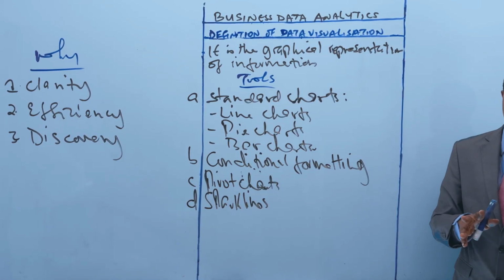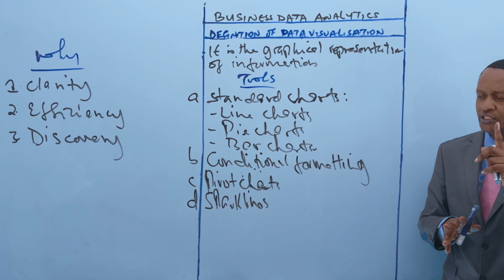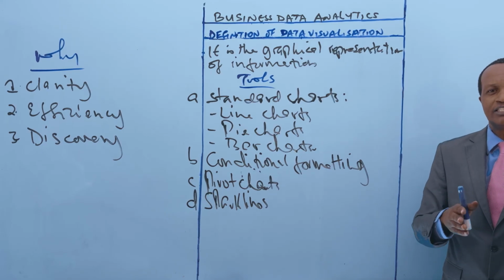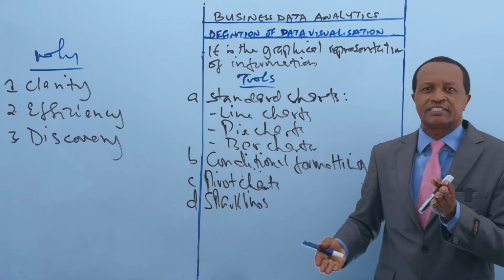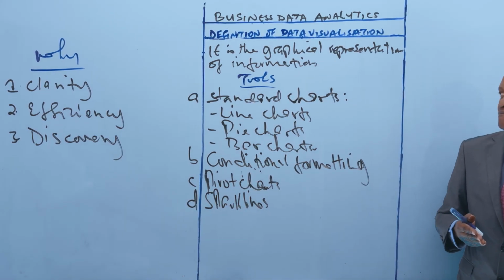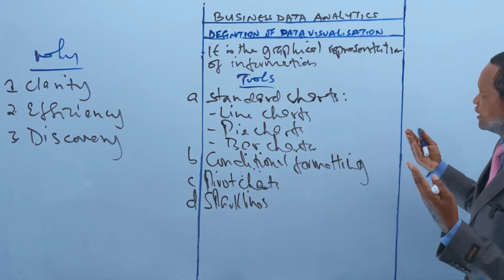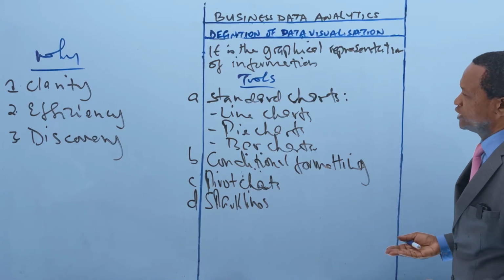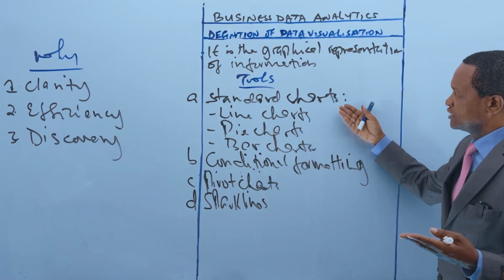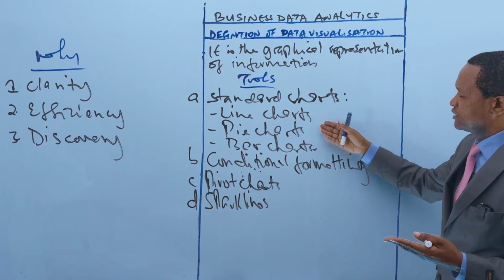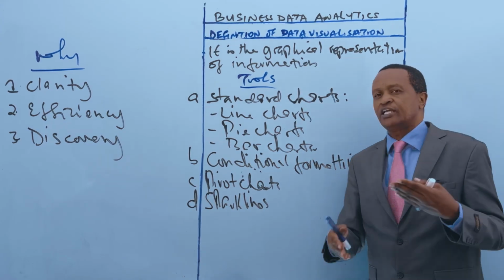Because as we said, data visualization tools provide an accessible way to see and understand not only trends, but outliers and patterns in data. And that's the meaning of data visualization. It is the graphical representation of information or data. And in Excel, we may use tools like the standard charts, the line charts, the pie charts, the bar charts, conditional formatting, pivot charts, sparklines, and so on.